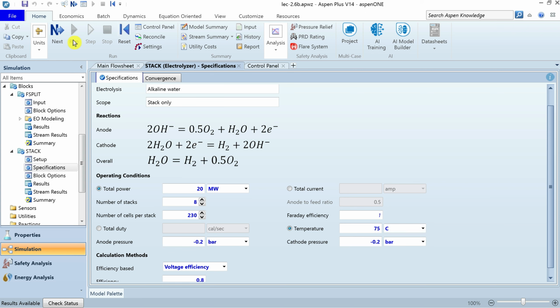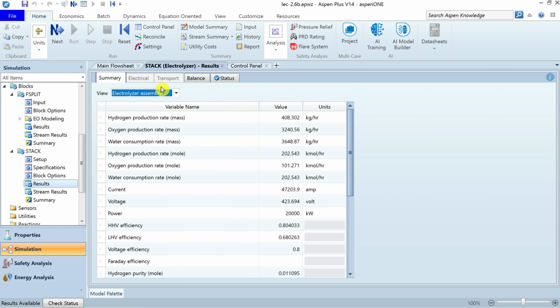So results are available. Let's have a look at the results. For stack, you can view electrolyzer assembly results or stack results or cell results, or you can display all of the results in a single table. Here you can notice that the hydrogen production rate is 408.30 kilograms per hour. Similarly, the oxygen production rate and water consumption rates are also provided on mass basis as well as on mole basis.